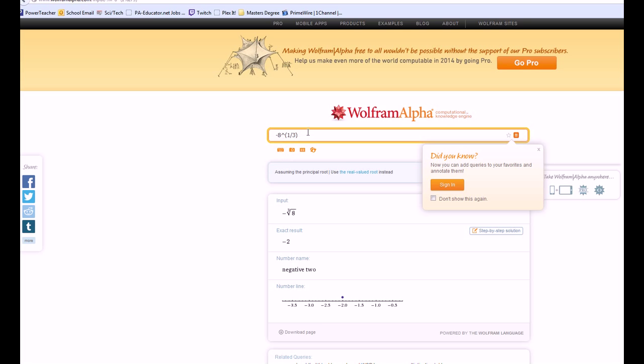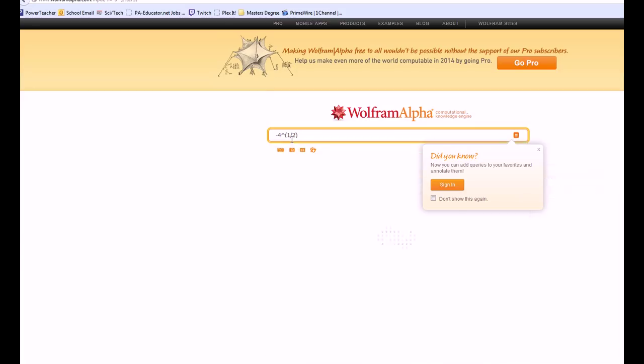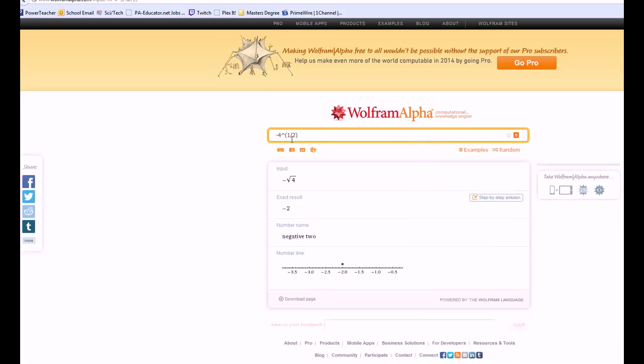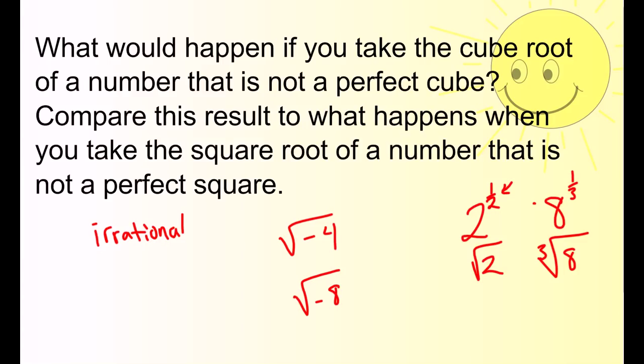But if you take the square root of a negative number, like -4, it gave us an answer of -2. That's not true. You can't take the square root of a negative number. It lies. Apparently it's not a very good website. It's not very smart. But it can't be done. You get a number that doesn't exist.